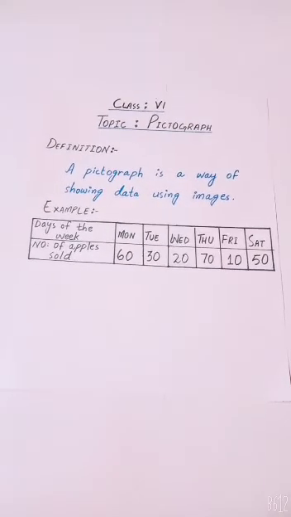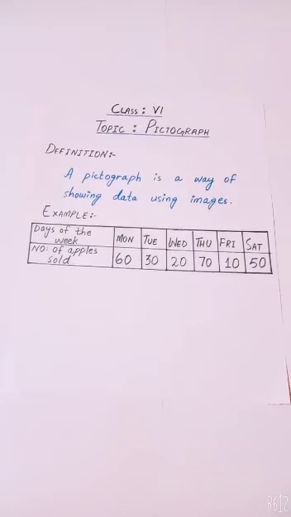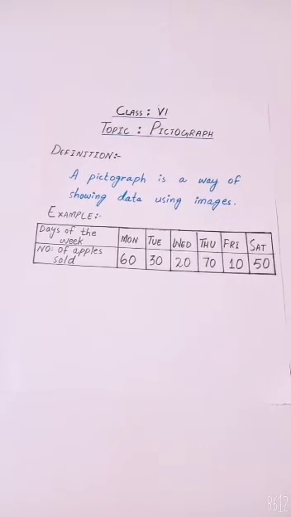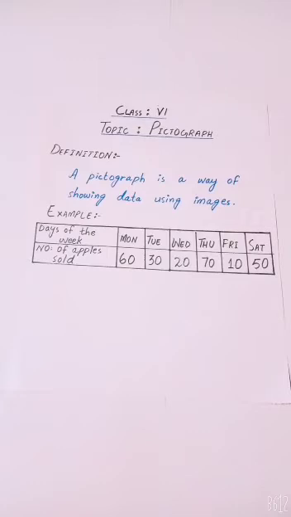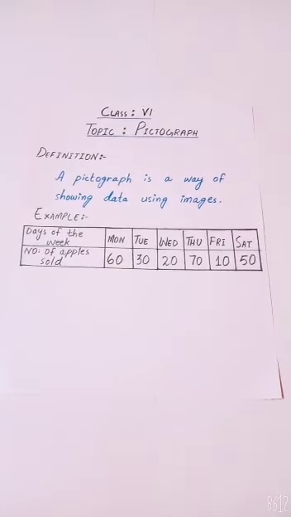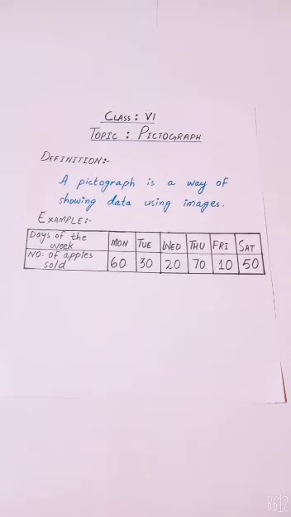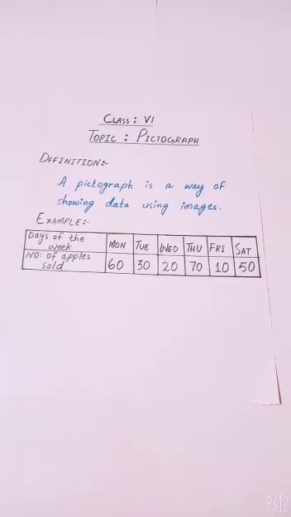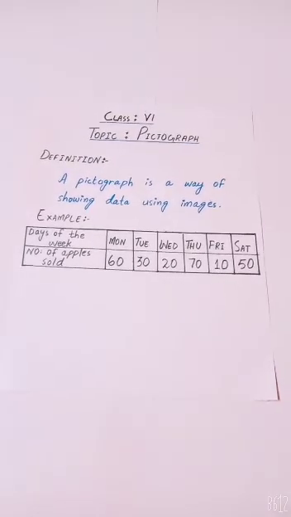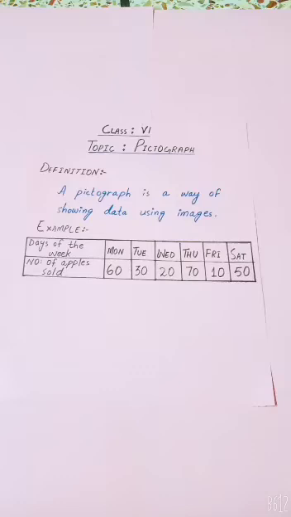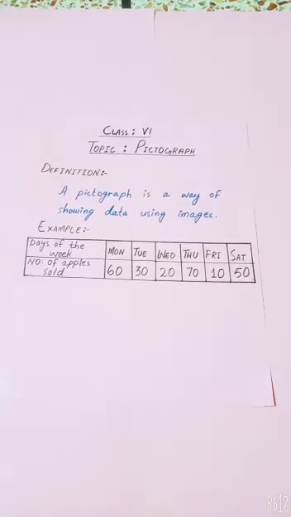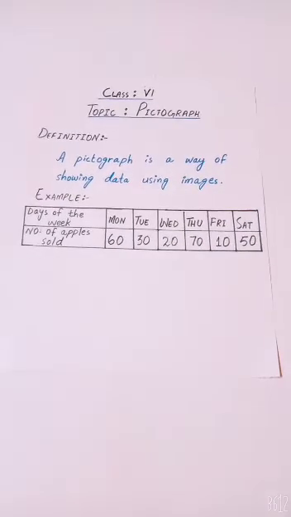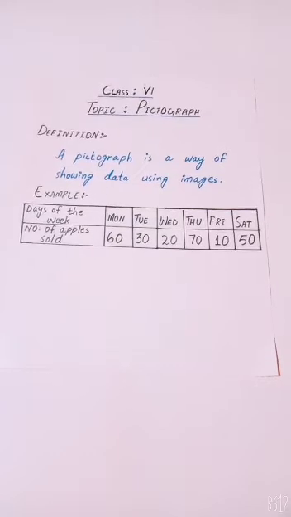The data is days of the week: Monday, Tuesday, Wednesday, Thursday, Friday, Saturday. Number of apples sold: 60 apples sold on Monday, 30 apples sold on Tuesday, and so on. One thing is similar in this data, that the given numbers are multiples of 10 and divisible by 10 also. Before drawing a pictograph, we'll choose a suitable scale, like 1 apple represents 10 apples, because in the data all the numbers are multiples of 10.